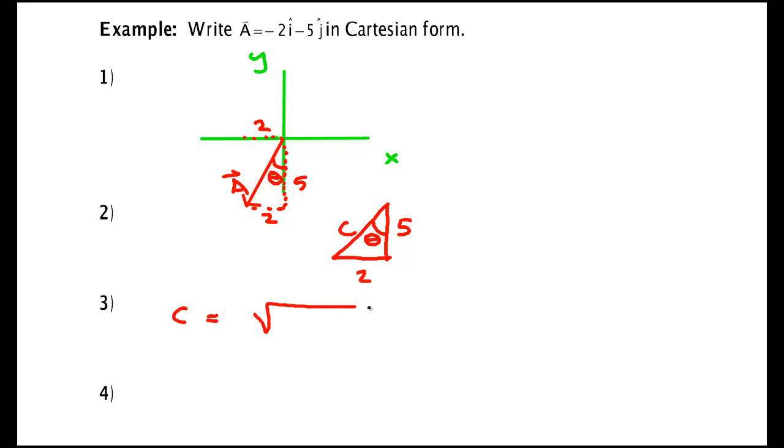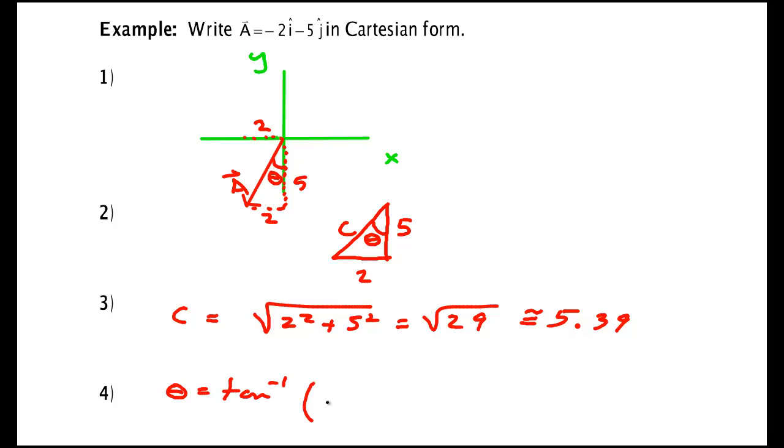Well, C is the square root of 2 squared plus 5 squared, which is the square root of 29. And that's approximately, punching my little calculator here, going to be more than 5, less than 6, 5.39 approximately. The angle theta is the inverse tangent of the opposite side, which is 2, divided by the adjacent side, which is 5. And if I punch that in the calculator, I get 21.81 degrees, or 21.8 degrees.